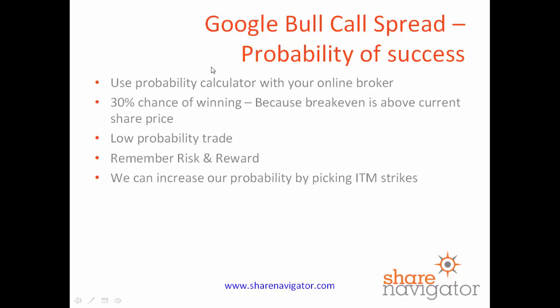Now what's our probability of success? Well, it's lower than normal because our break even is now above where our current share price is trading. So what you could actually do is increase the probability of success by choosing different strike prices. We want to give you different options, so we're going to go through an Excel spreadsheet now and show you that so you can amend the strike prices if you wish.